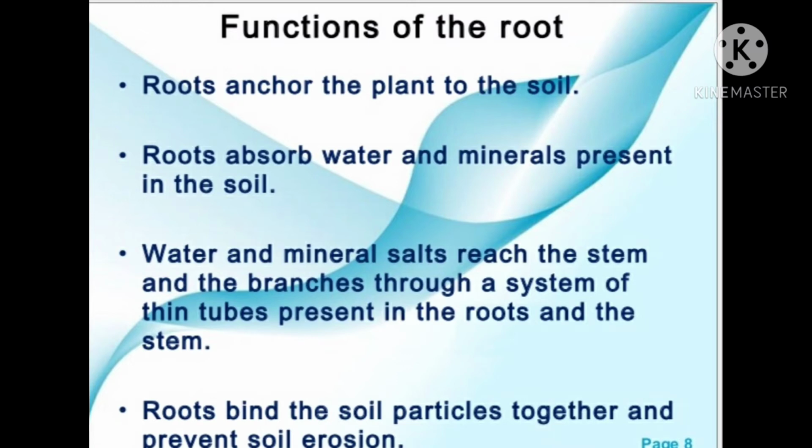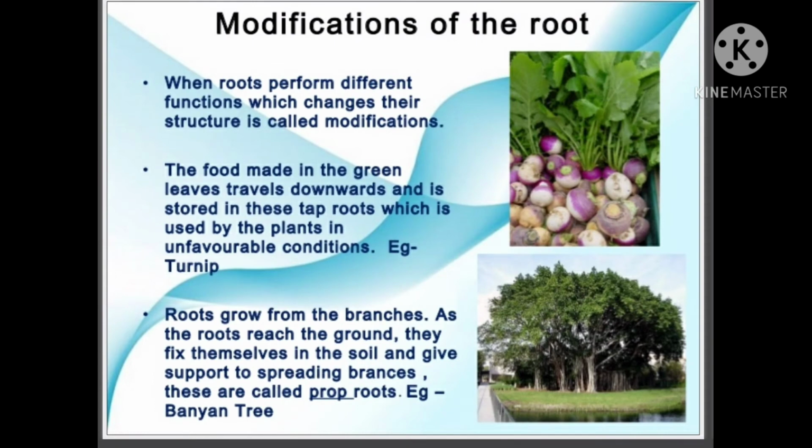First, roots anchor the plant to the soil. That means these roots hold and anchor the plant. Secondly, roots help the plant to absorb nutrients and water and minerals present in the soil. Thirdly, roots prevent soil erosion by binding the soil particles together. And water and minerals or salts reach the stem and branches through a system of thin tubes which is present in the roots and the stem. Next is the modification of roots.